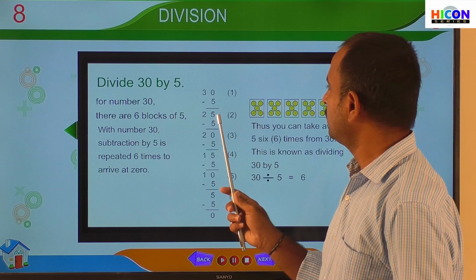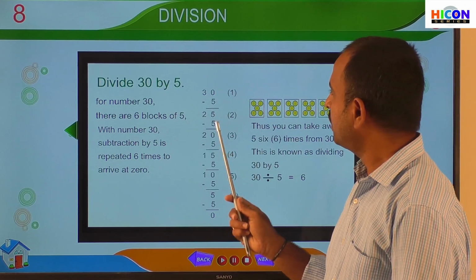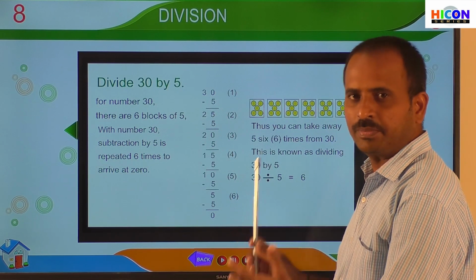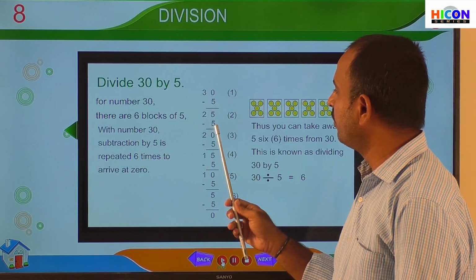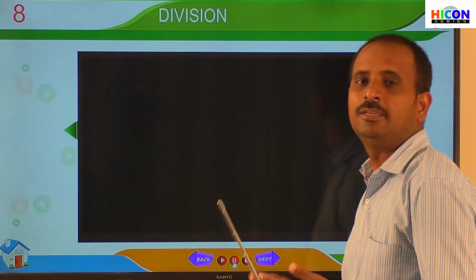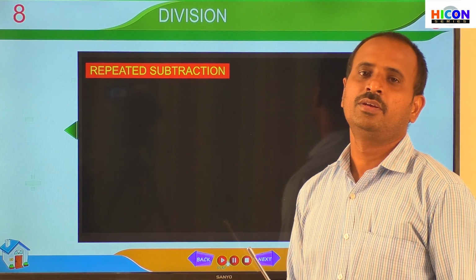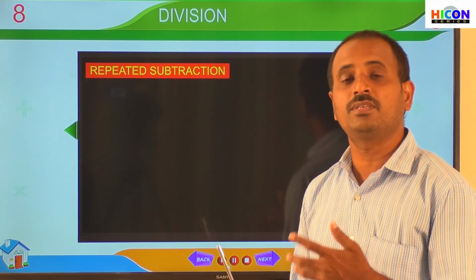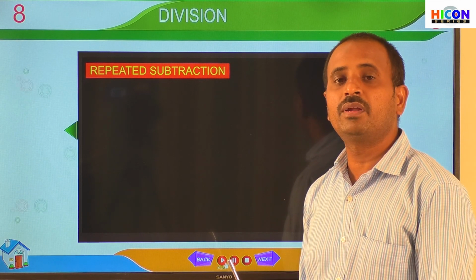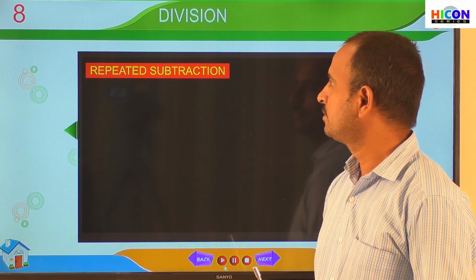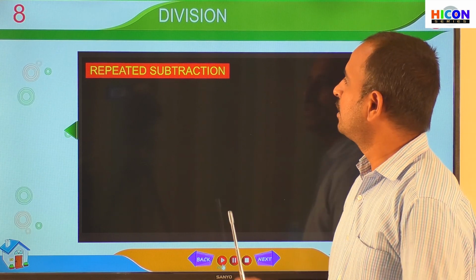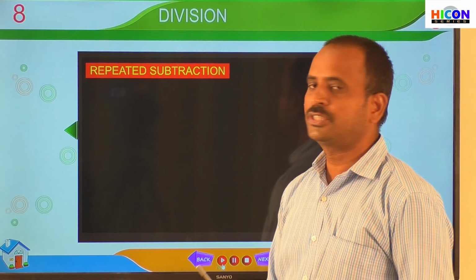So the repeated subtraction of a number from a given number is called division. Here the number 5 is subtracted repeatedly. How many times have we subtracted? 6 times we have subtracted. That number of times we have subtracted from a given number is nothing but the answer. So children, look at the next slide, that is, look at the picture.